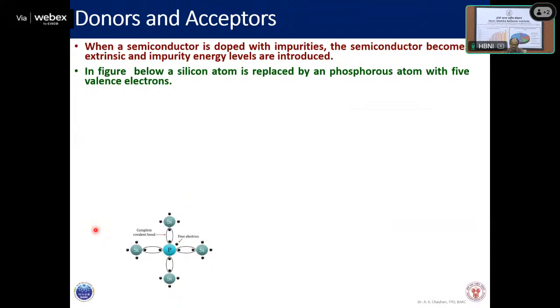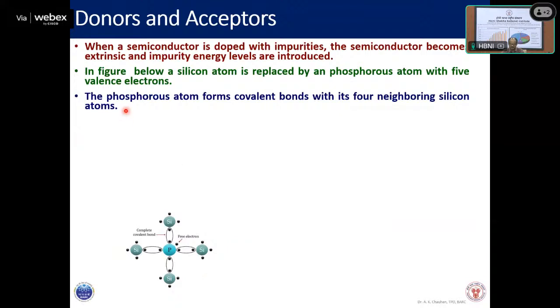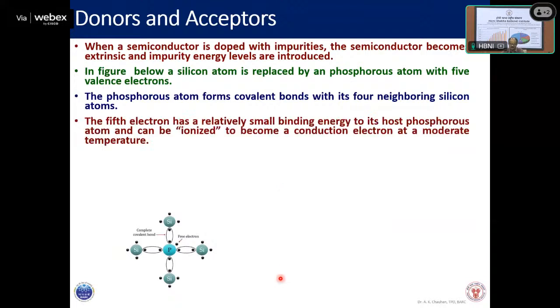See, all these four silicons, which have 4 electrons, will bond with 4 electrons of the phosphorus. Phosphorus has 5 electrons in the outermost orbit, but 1 electron will remain free. So that particular void will now have an extra electron. The phosphorus atom forms covalent bonds with 4 neighboring silicon atoms, and the 5th electron has a relatively small binding energy and becomes almost free. But still it is not free; it requires a certain amount of energy to become free.